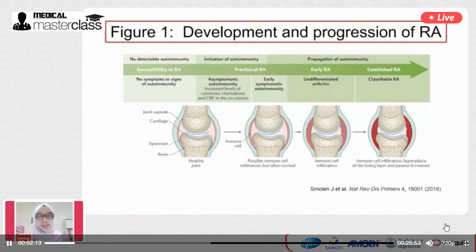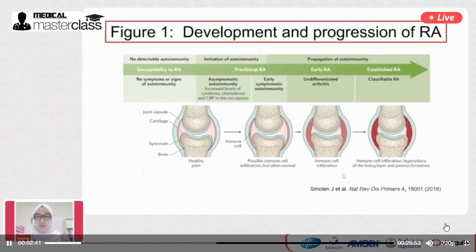So what happens? There is initiation of autoimmunity, whereby you have formation of rheumatoid factor and formation of anti-CCP. So this is when you have cell infiltration to your synovium. This is what we call preclinical rheumatoid arthritis.